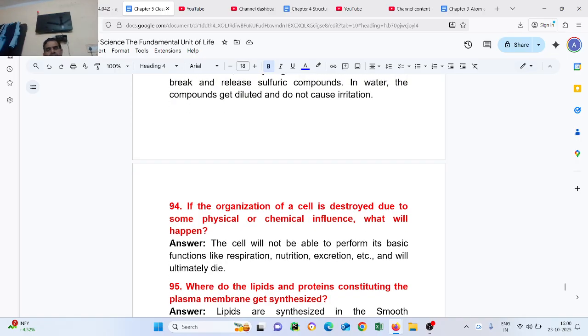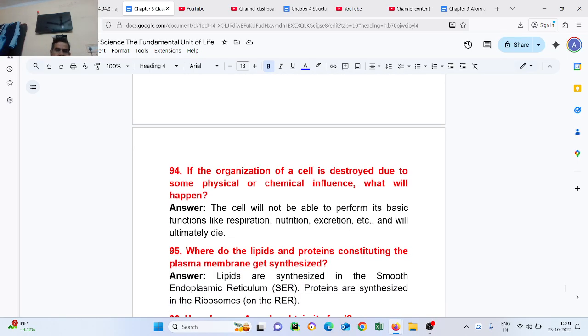Question number 94. If the organization of the cell is destroyed due to some physical or chemical influence, what will happen? The cell will not be able to perform its basic functions like respiration, nutrition, excretion, etc., and will ultimately die.